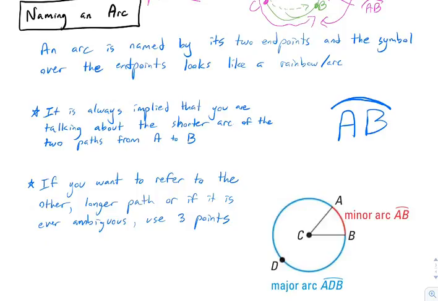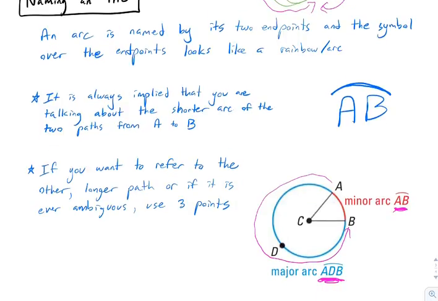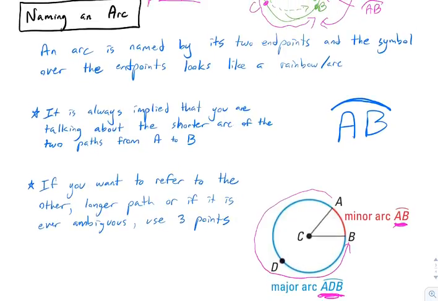If you want to refer to the other longer one, you just say, oh, look, I've got ADB, starting at A, going through D, and then to B. Or you could talk about the smaller one, which is just AB. Okay? So the last vocab here is we just want to be able to refer to whether we're talking about the small arc or the big arc, except using more technical or more accurate terms.